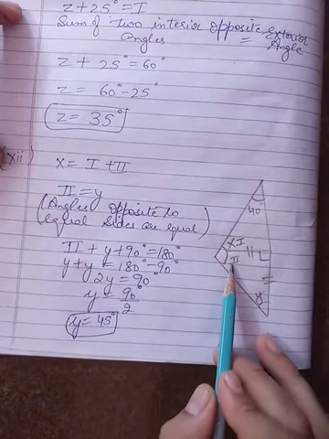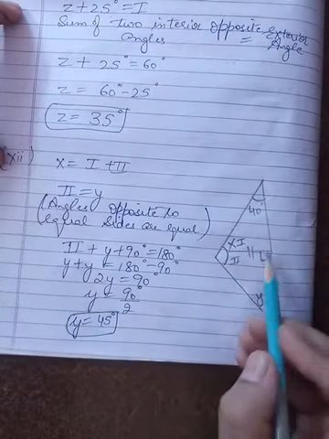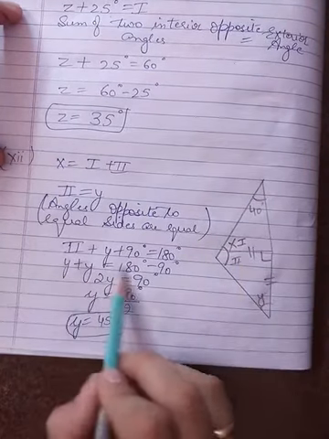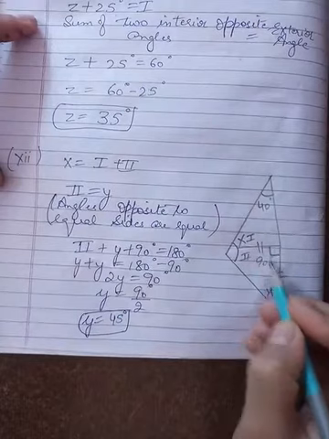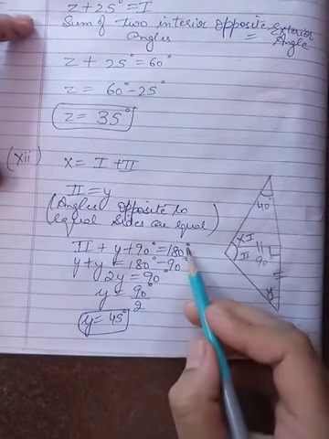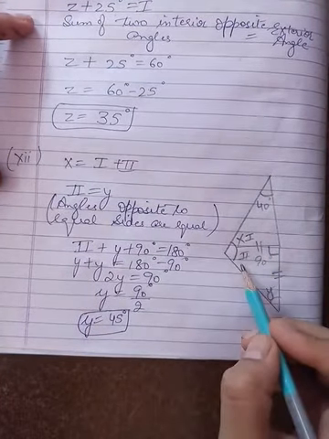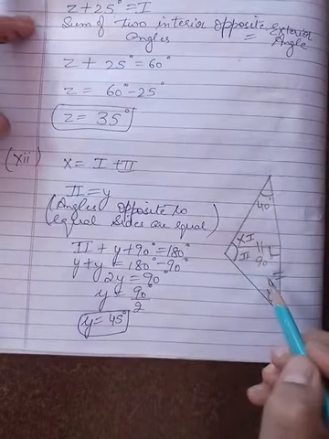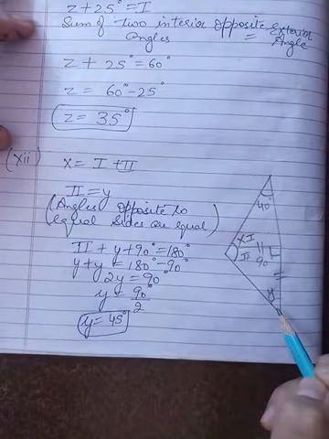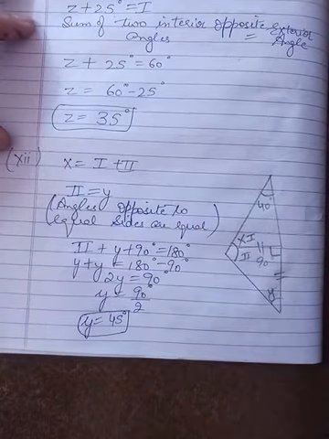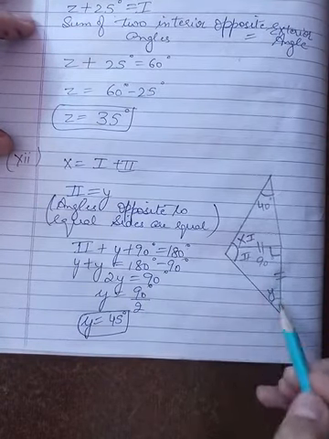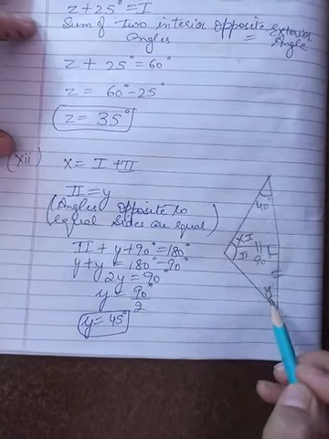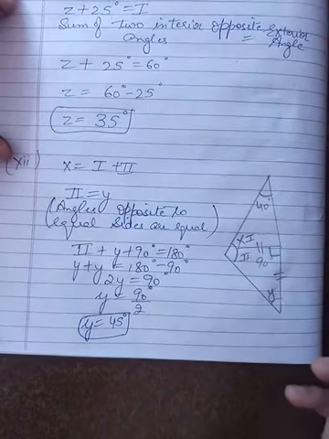To find the value of angle 1, here we have to use the angle sum property. Angle 2, this angle is 90 degrees. Angle 2 plus 90 plus y is equal to 180. We are able to find the value of angle 2 and angle y, because angle 2 and angle y are both equal: since the sides are equal, the opposite angles are equal. So we are able to find angle 2 and y.